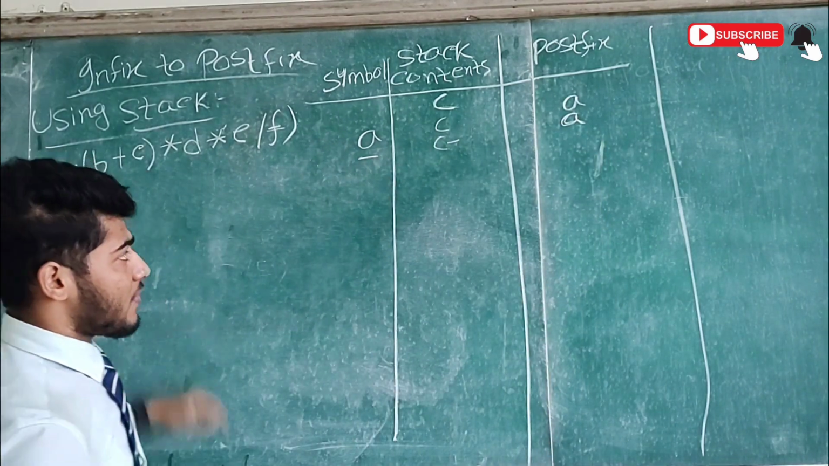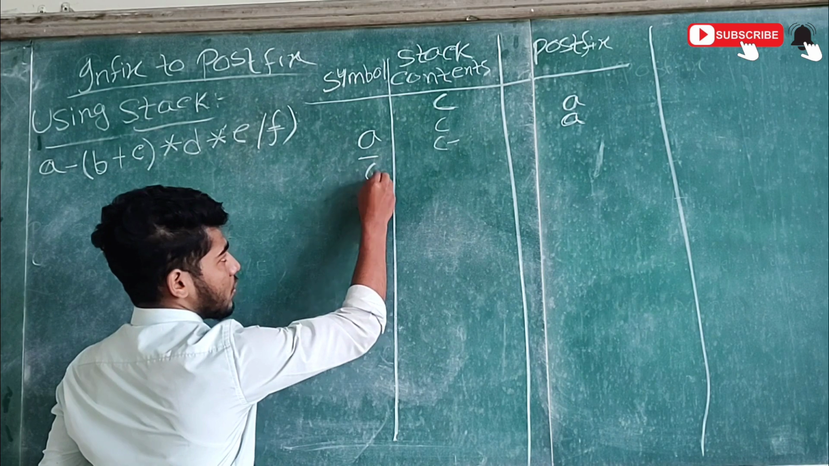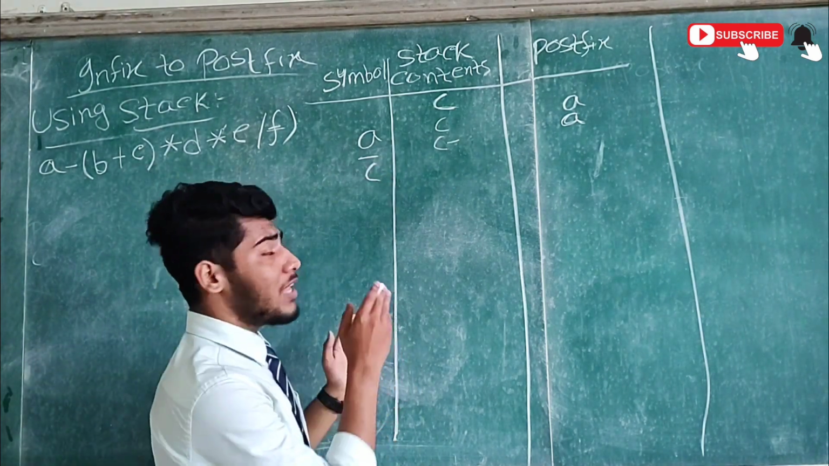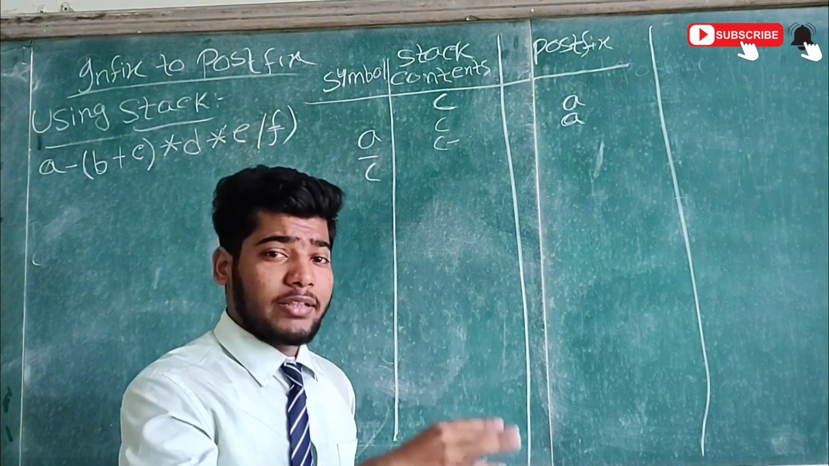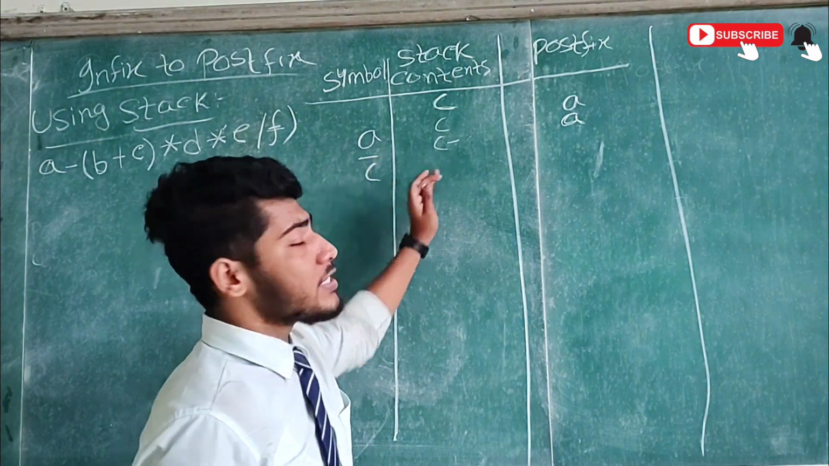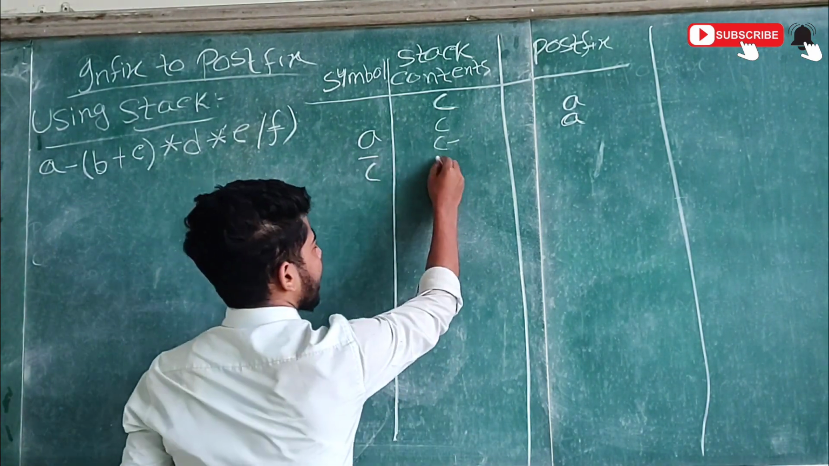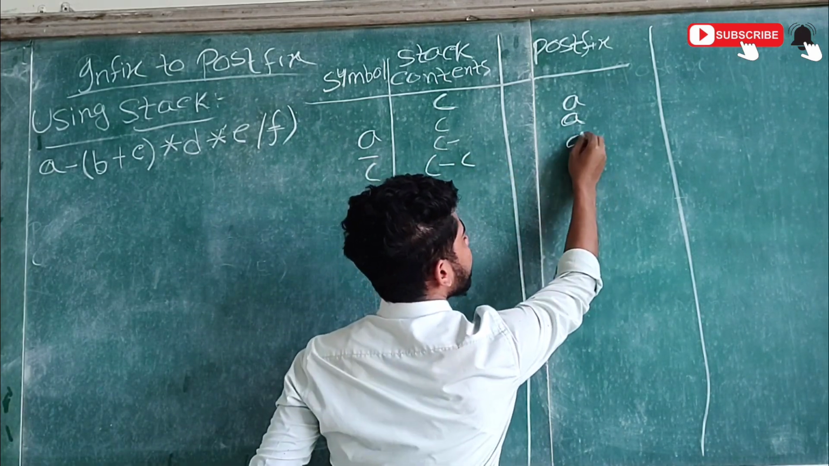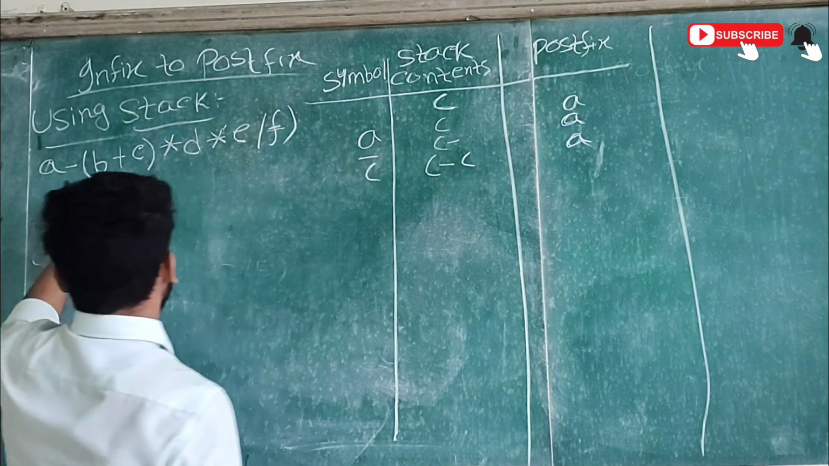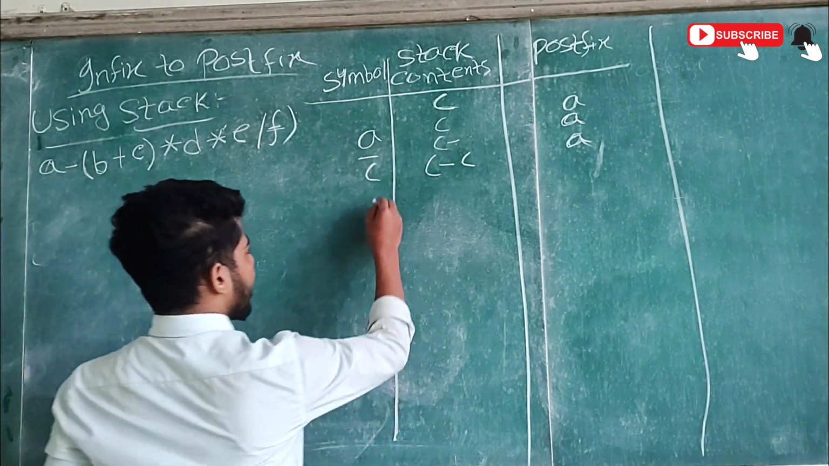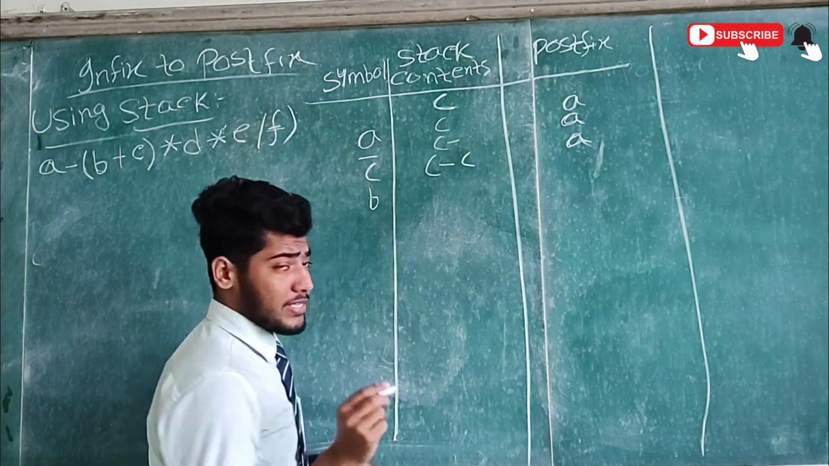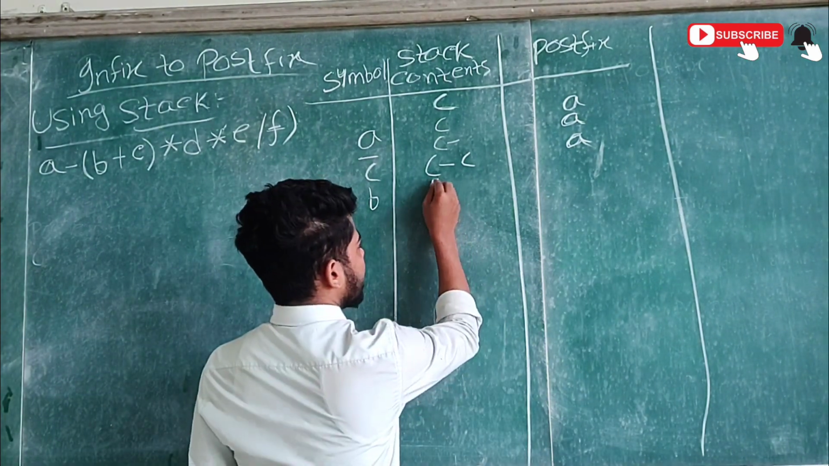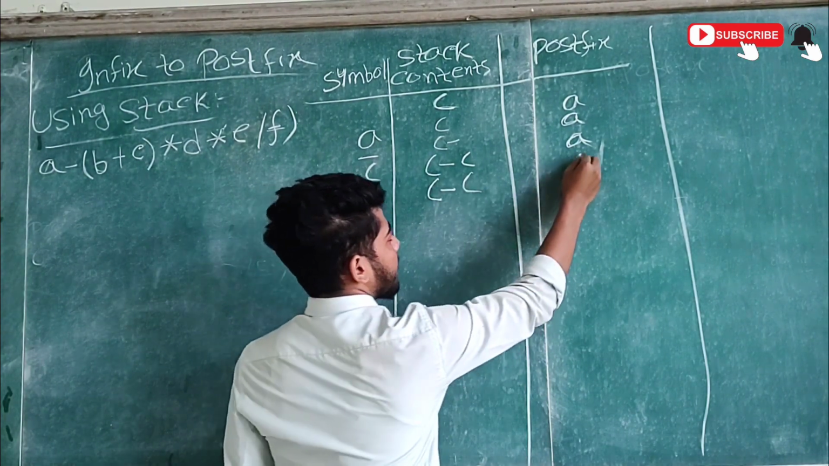Now next is the first left parenthesis. So the condition: if the symbol is a left parenthesis, then directly add it to the array stack. A will remain the same. Next symbol is B. Is B an operator or operand? B is an operand. So directly add to the array postfix, and this will stay as it is.